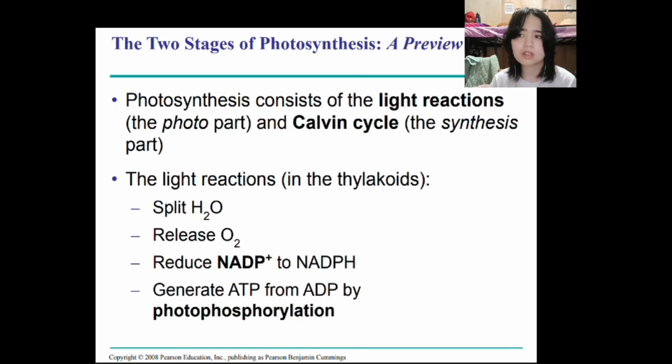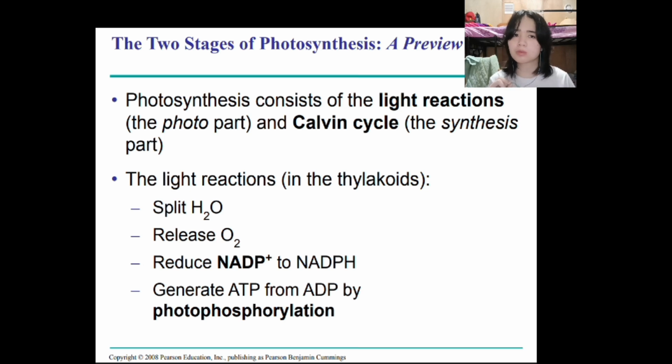Now let's move on to the 2 stages of photosynthesis. Photosynthesis consists of light reactions, which of course is the photo part, and the Calvin cycle, the synthesis part. The light reactions, which happen in thylakoids, or what we know as granum, split H2O, release O2, reduce NADP plus to NADPH, and generate ATP from ADP by photophosphorylation.